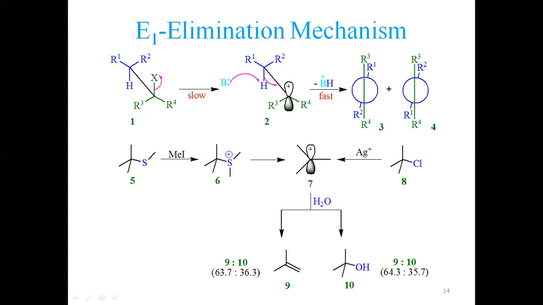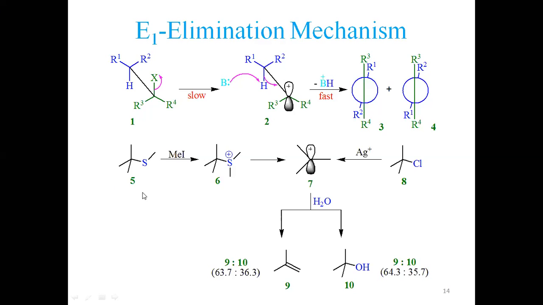SN1 proceeds stepwise. More than one step is involved. E2 proceeds in a single step. The same is happening here. E2 proceeds in a single step. E1 proceeds in two steps. The first step is slow, the second is a fast rate.